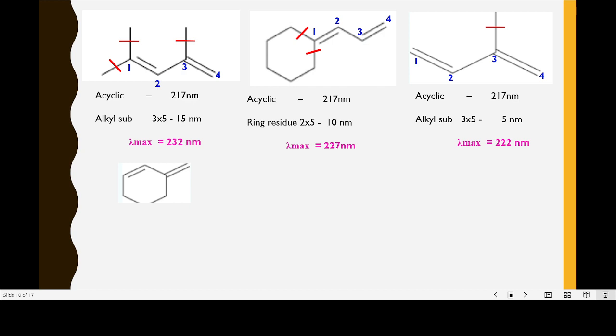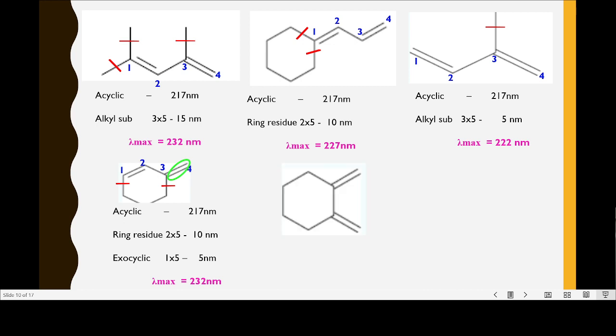So it is a ring structure, but the double bond is present outside the ring. So we'll start numbering the butadiene structure first: 1, 2, 3 and 4. We can consider it as acyclic because one of the double bonds is outside the ring structure. So it is 217 nanometer and the number of residues is 2. And one exocyclic double bond is there, which is outside the ring. So the lambda max value will be 232 nanometer.